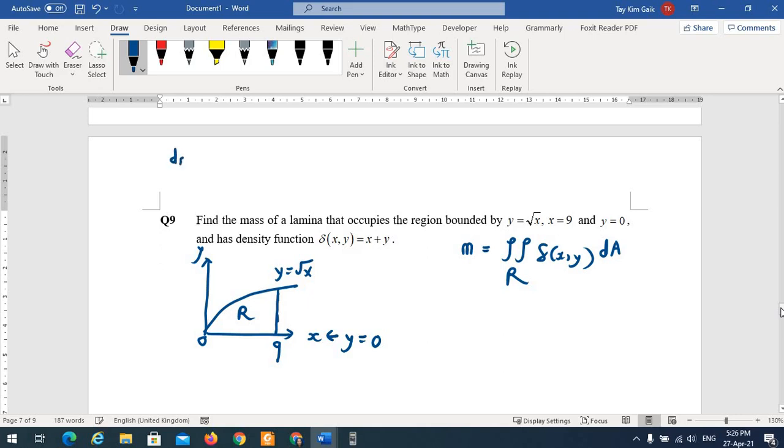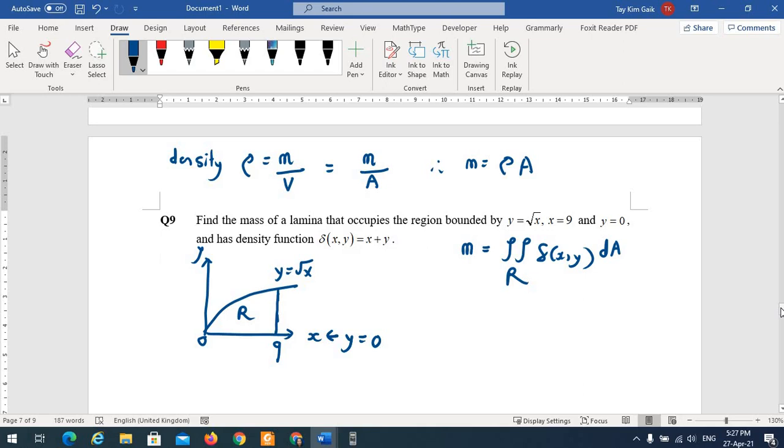density, in physics, we use the symbol rho. Remember, rho is your mass divided by volume. But a lamina only consists of area without height. That's why only area. So we can also say density, without volume, is mass divided by area. Now if you want to find the mass, the mass will be the density times area. We use this formula provided you have a constant density. But in this case, we have a variable density, which is x plus y.